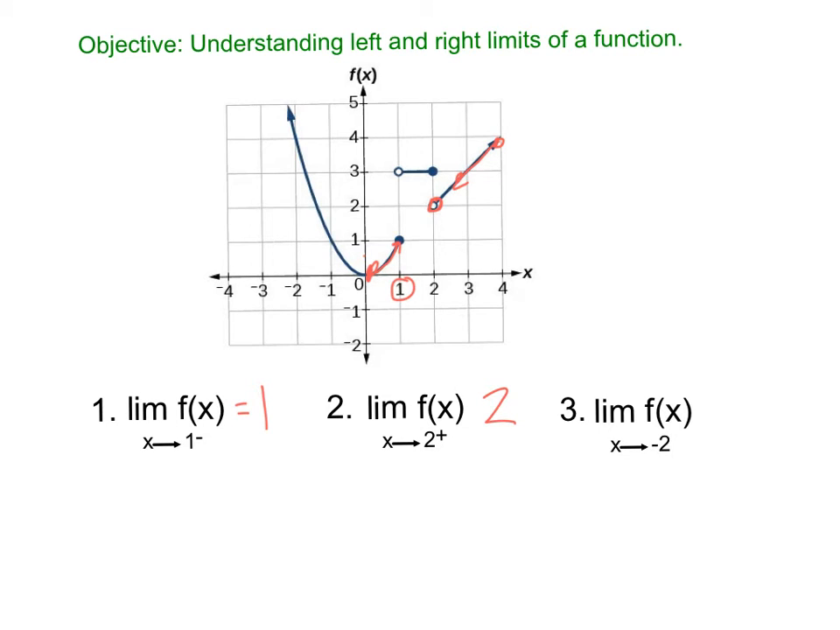The limit as x approaches -2. Now it's not saying left or right. It's just -2. So at -2, what's happening? Well, from the left, this is a nice smooth curve, right? So it's just 4. And that's it.